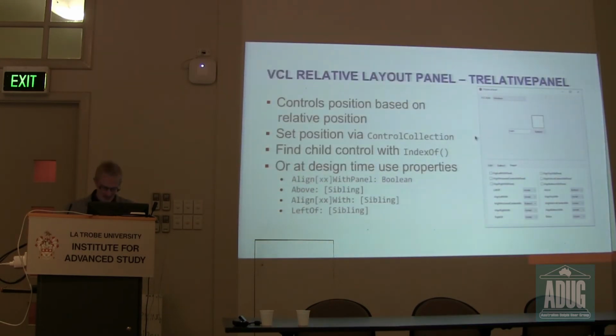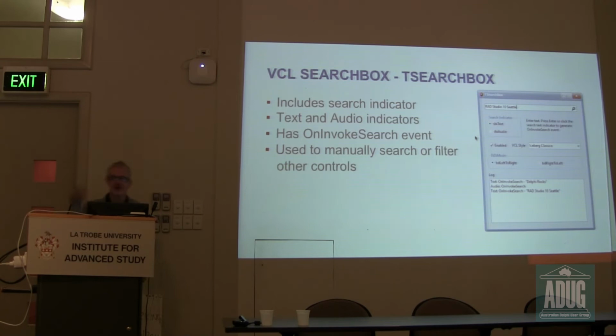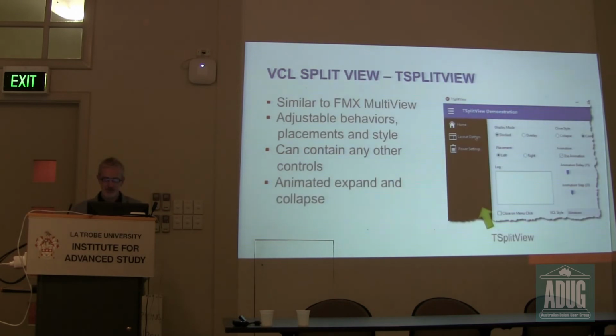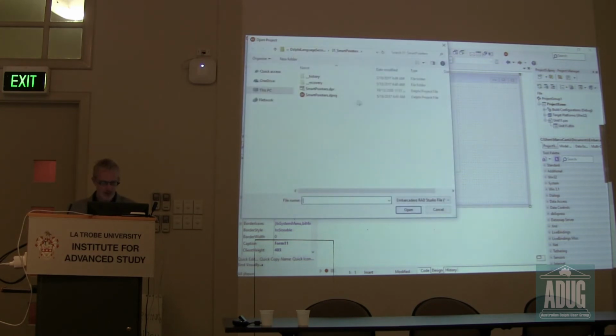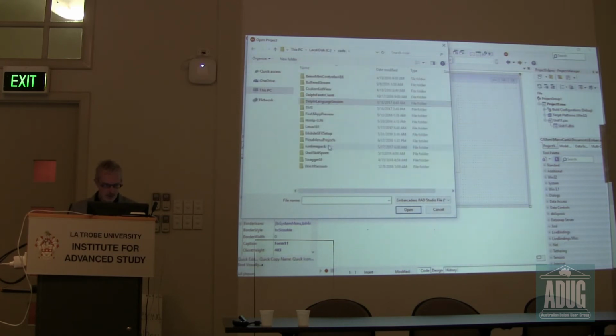Anyway, so that was the relative panel, which is a pretty good one. There is a search box, which is kind of an edit, but it has this search items, and behaves a little like a search box. Split view is another nice component. I'm going to show you an existing demo of this one. Again, this is more of an architectural than the specific control type of API. Windows.